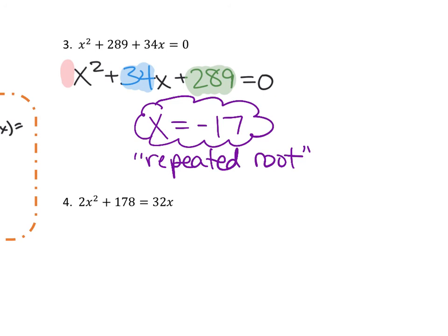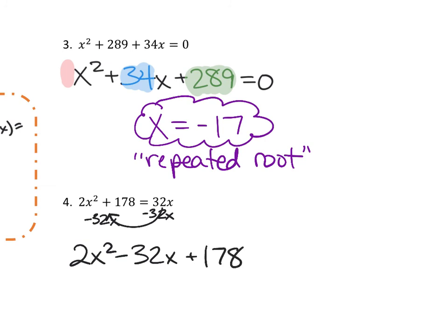Is number 4 written in standard form? No, definitely not. And the term that's on the opposite side, should it go here? No, it's a B term. It should actually go in the middle. So if we use inverse operations, we're going to be subtracting on both sides. So we'll end up with 2x squared minus 32x plus 178 equal to 0, which is good. We need the equal 0.